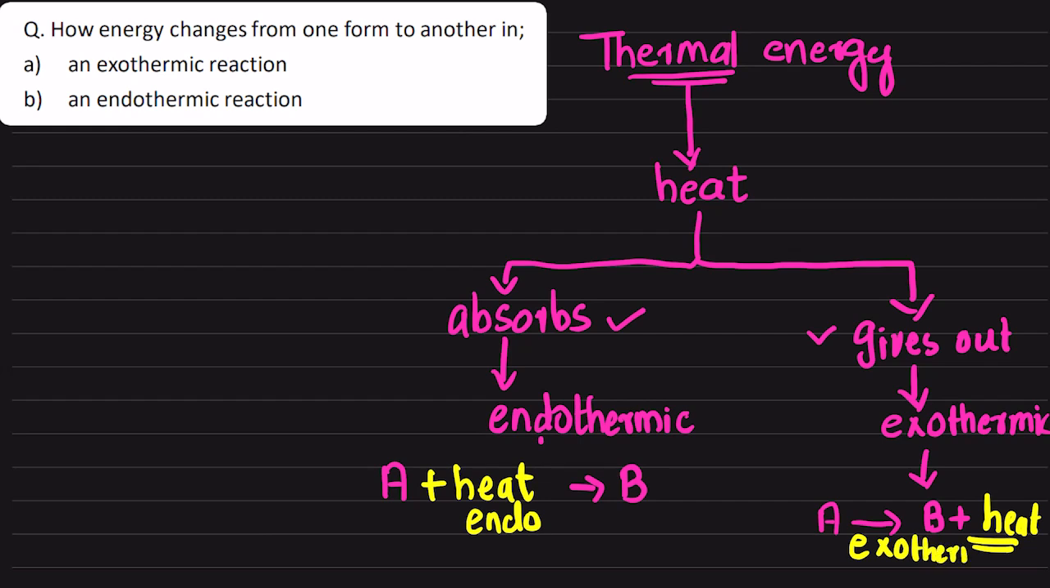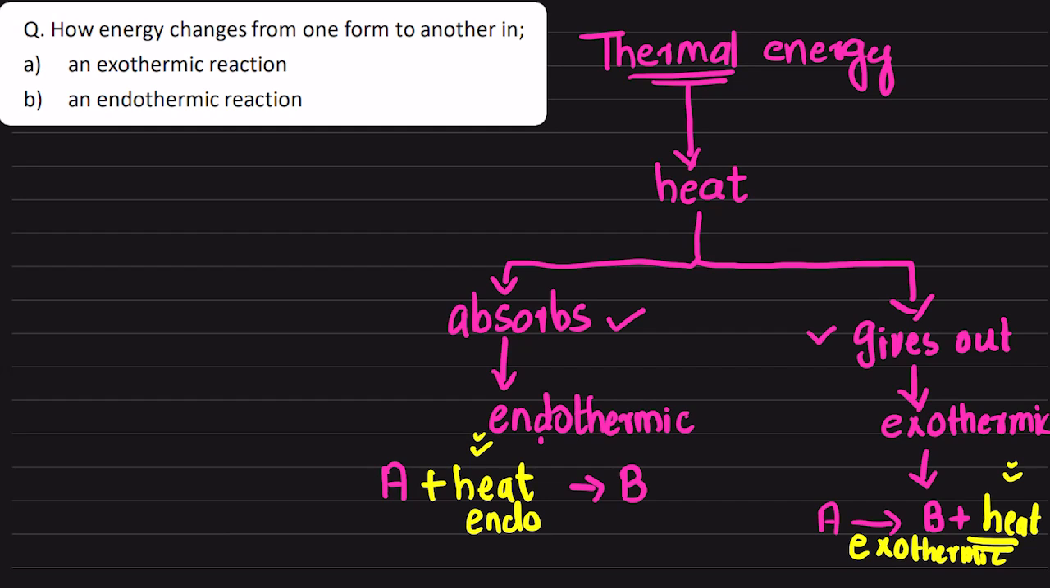So what do you mean by endothermic and exothermic? How can you identify from the reaction whether it will be exothermic or endothermic? In an endothermic reaction, the heat is on the left hand side, and in an exothermic reaction, the heat is on the right hand side.